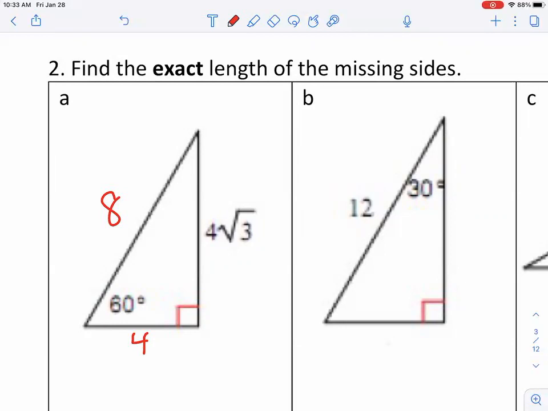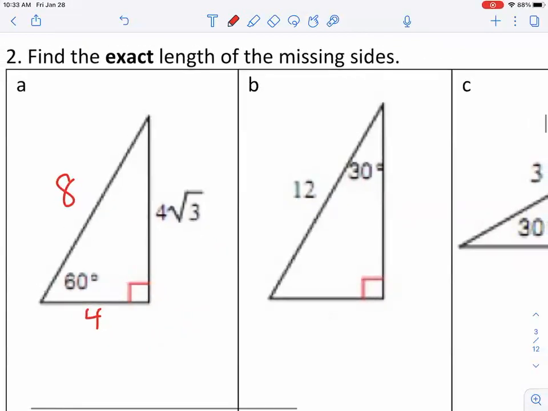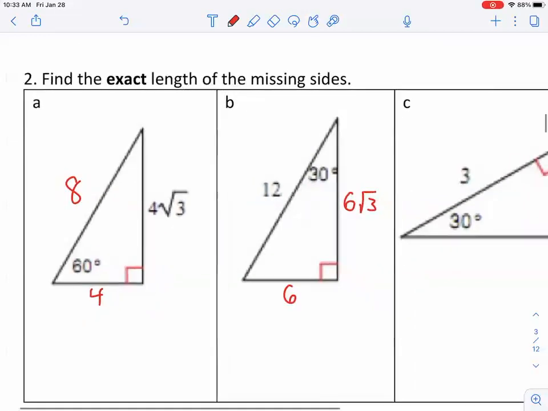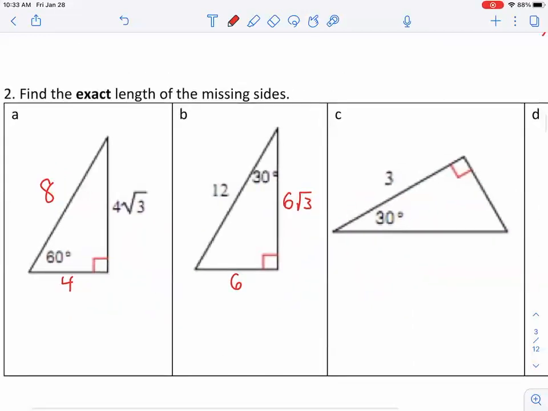In 2b, we're given the hypotenuse is 12. Well, that means that the short leg has to be half of that, because the hypotenuse has to be twice the short leg. So that bottom is going to be 6, which means the right side or the longer leg would be 6 root 3. So those are some basic ones. The next one will be a little harder. Are there any questions on A and B before I move on?